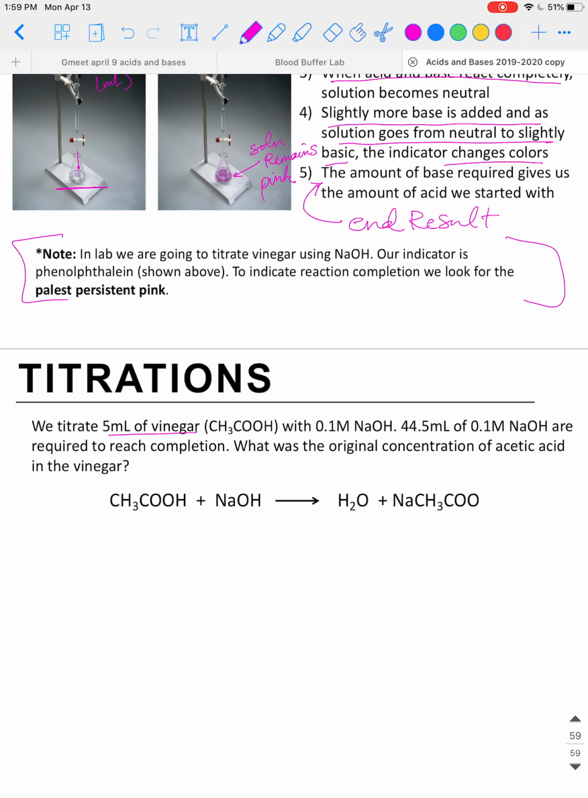So here's our titration problem. We titrate 5 milliliters of vinegar. In your lab, you did 10 milliliters of vinegar. Vinegar has acetic acid in it. And we titrate that 5 milliliters of vinegar with 0.1 molar NaOH. And it says 44.5 milliliters of 0.1 molar NaOH were required to reach completion. What was the original concentration of acetic acid in the vinegar?